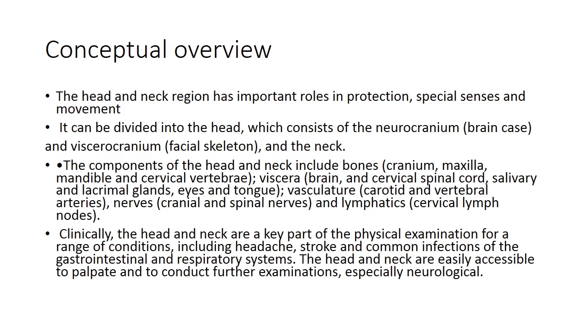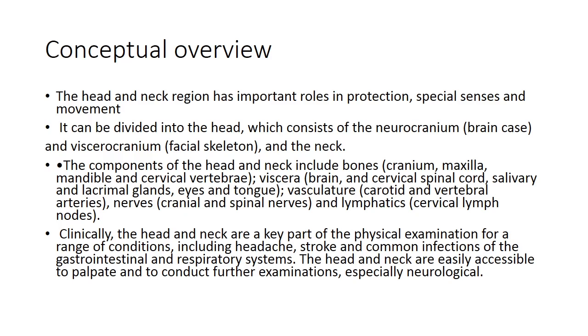The components of head and neck include the bones, right? There are many bones, like the cranial bones, maxilla, mandible, cervical vertebrae. We have the viscera like the brain and spinal cord. We have the salivary glands, the lacrimal glands and the tongue. We have the vasculature supplying the head and neck region, that is your carotid system and vertebro-basilar system. Then we have the cranial and spinal nerves, and lymphatics, right?